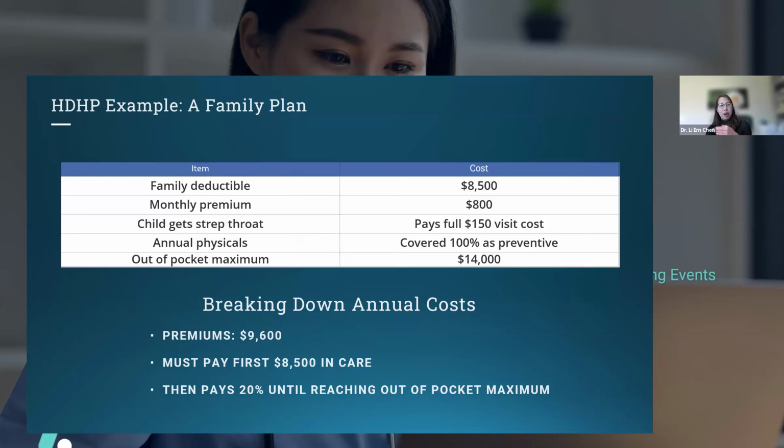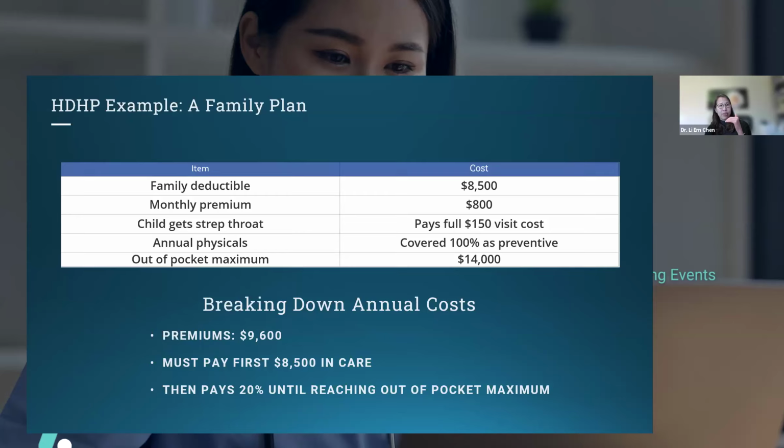But their out-of-pocket maximum is $14,000. So if they go to the urgent care a few times, the ER a few times, they're paying for all of those visits until they hit $14,000. And so if you think about the premiums in the bottom half there, their premium is $800 times 12 months, right? Which is almost $10,000. They're paying that just to have insurance.